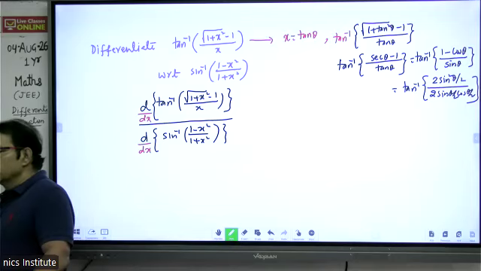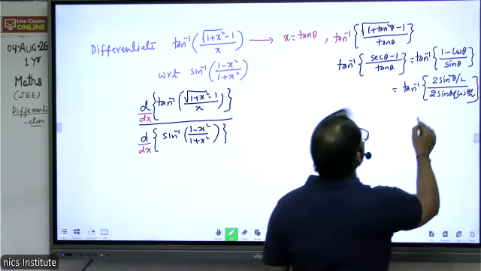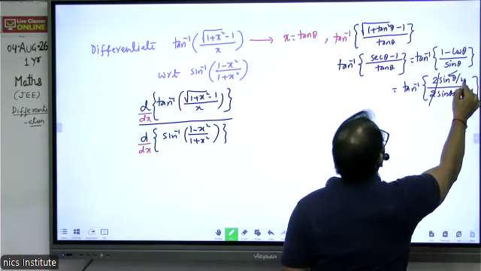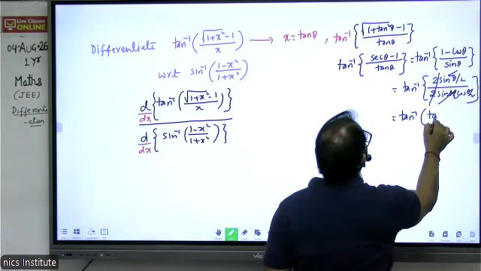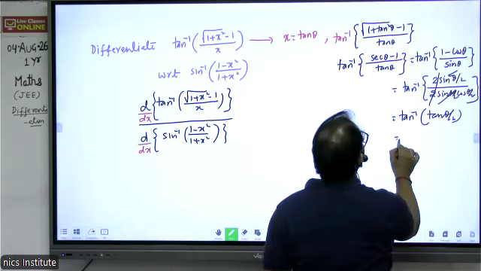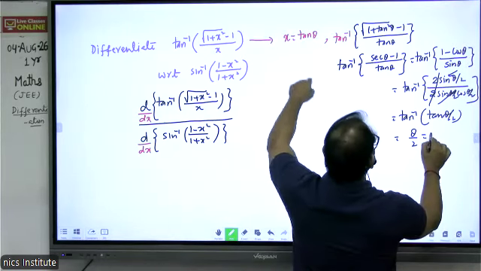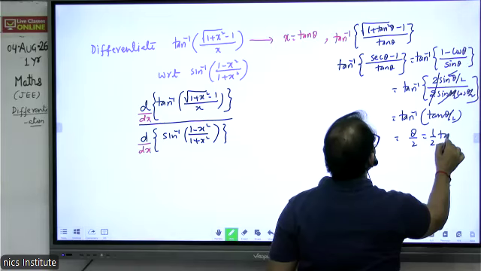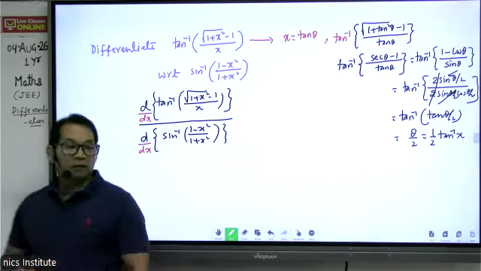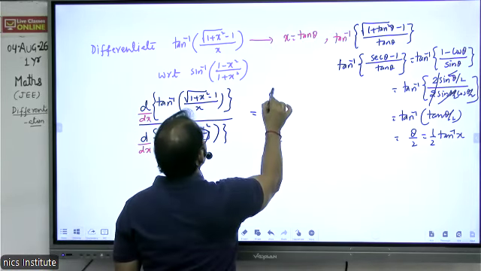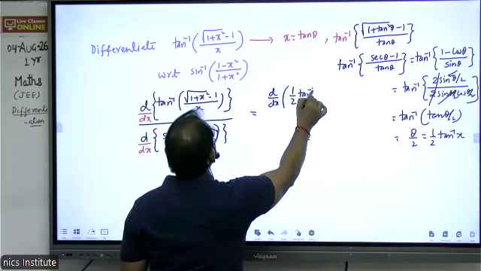Sine and sine cut. So this is tan inverse of tan theta by 2, which is theta by 2, and theta is tan inverse x. So the numerator has been simplified. It is half tan inverse x. So the numerator is d by dx of 1 by 2 tan inverse x.